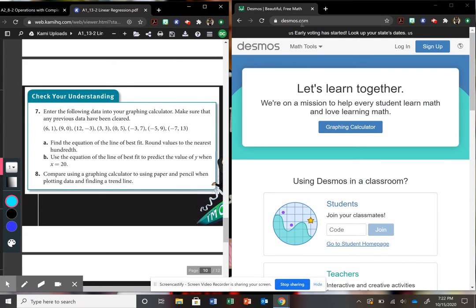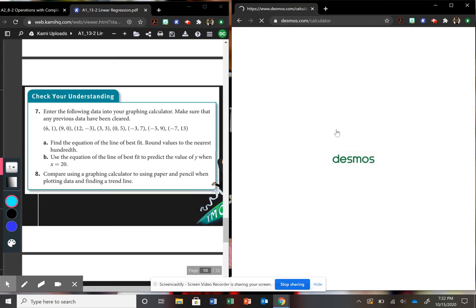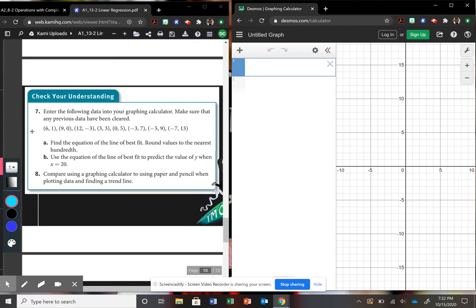Okay, so now I went to Desmos.com and I'm going to click on graphing calculator and enter the following data into Desmos. I'm going to click add item and enter this as a table. So I'm going to start with 6, 1.